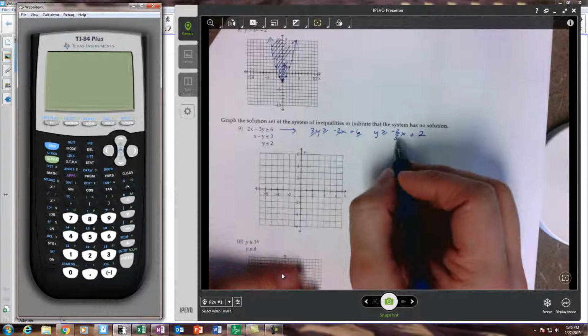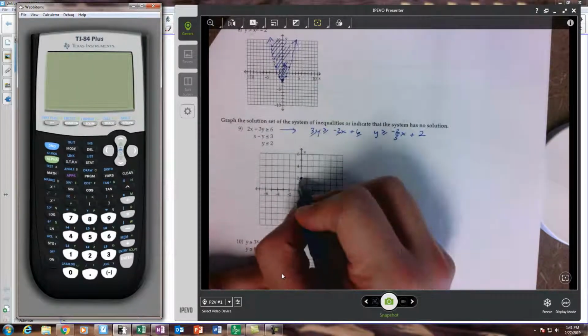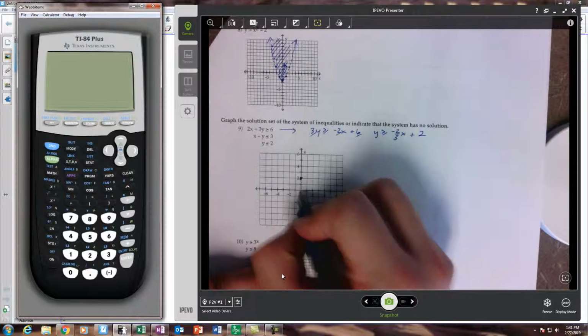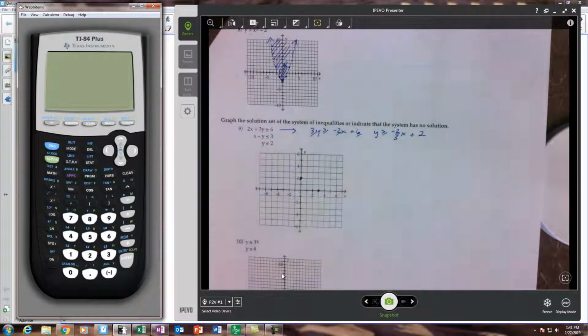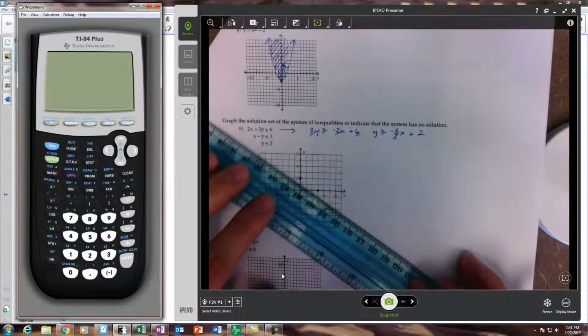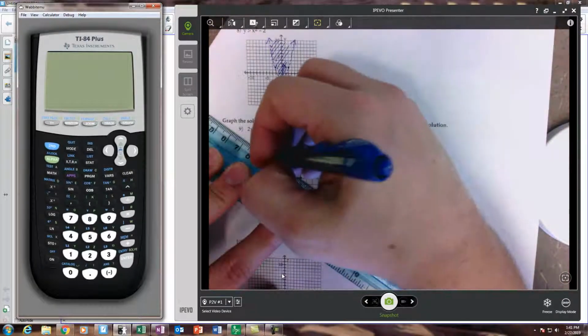Let's start with that graph. I'm going to go up to 2. Okay, and I'm supposed to go down 2 over 3. Now this is a solid line, so I'm going to grab my ruler just so I get a good, nice solid line. And try to connect those the best I can.